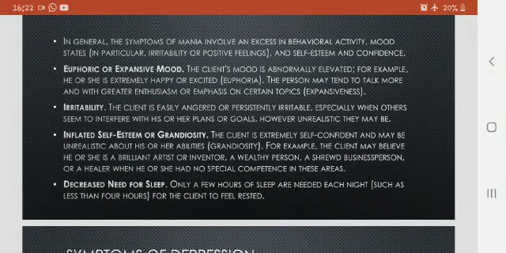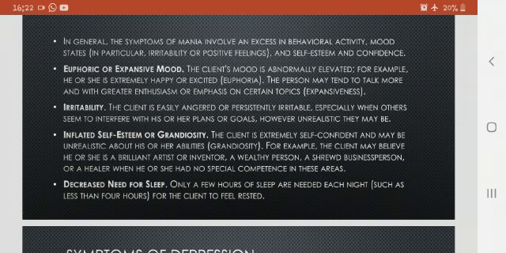The third symptom is inflated self-esteem or grandiosity. The client is extremely self-confident and may be unrealistic about his or her abilities. For example, the client may believe he or she is a brilliant artist or inventor, a wealthy person, a shrewd business person, or a healer when he or she has no special competence in these areas.